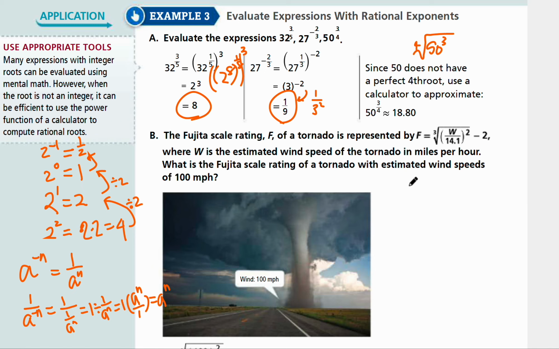So what kind of information do we have? We have two variables, F and W, right? F is the Fujita scale rating, and we are finding the Fujita scale rating F. And estimated wind speed is represented by W, and that's given, right? When W is 100, what is F? That's basically what this is saying. This is the equation. When W is 100, what is F?